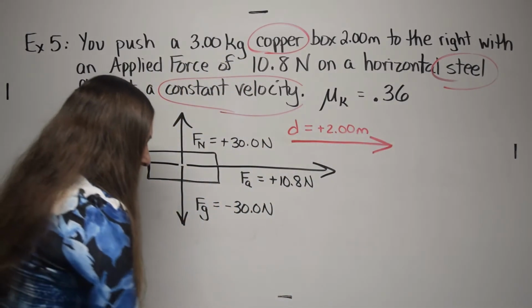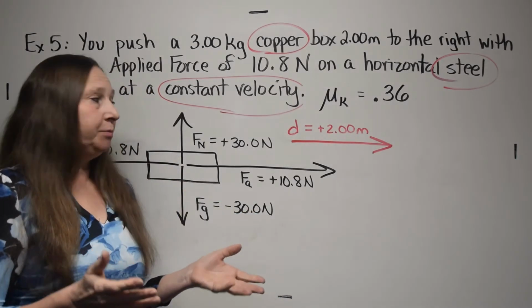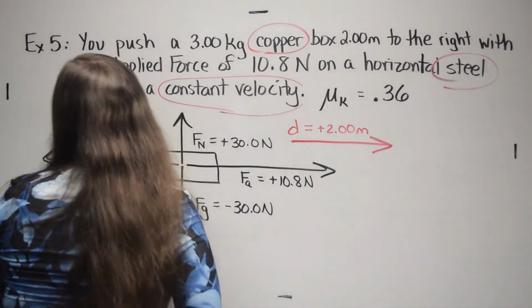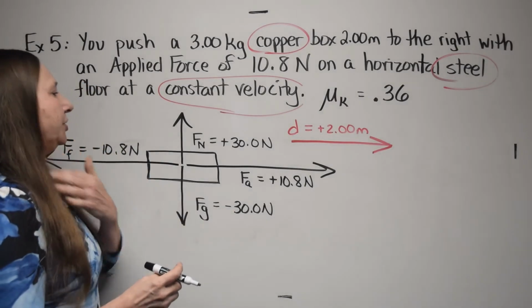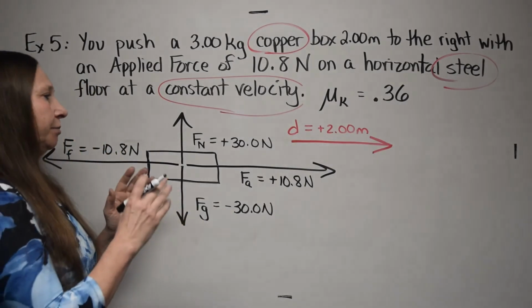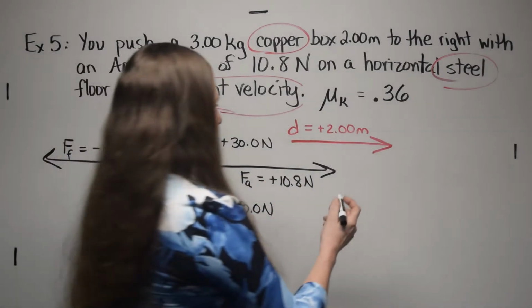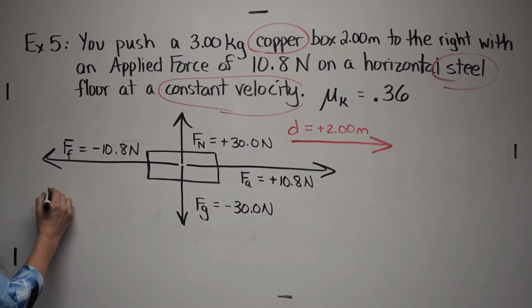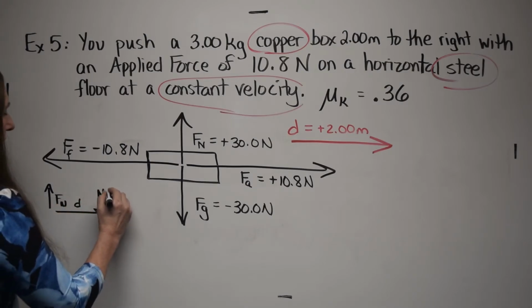So step 1, free body diagram. Step 2, is there a displacement? If there is, label the displacement. Now, step 3, look at each force and decide whether the force is parallel or perpendicular to the displacement. So let's do the normal force over here. The normal force is up. The displacement is to the right. So the normal force is doing no work.